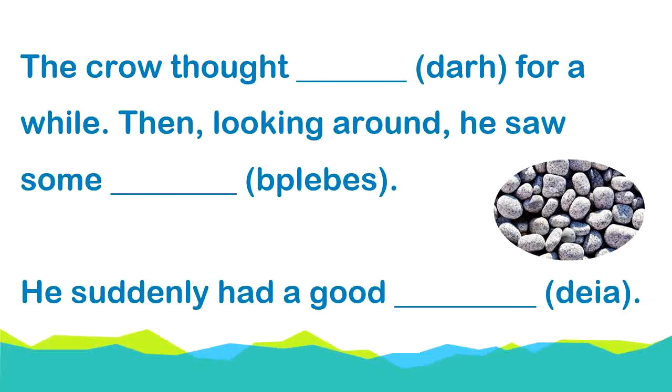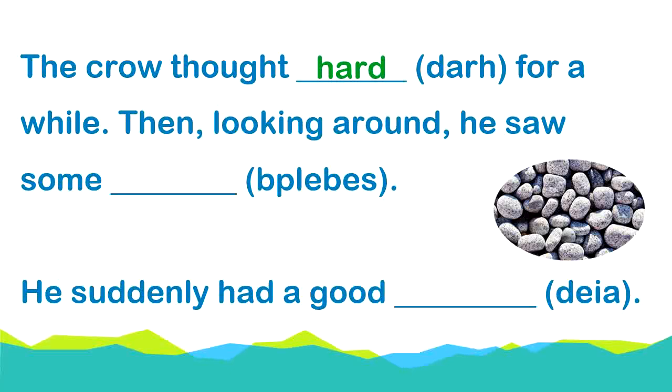The crow thought, dash for a while. Then, looking around, he saw some dash. He suddenly had a good dash. So what do you think? What kind of thinking was the crow doing? Yes, he thought hard for a while. Can you spell hard for me? H-A-R-D. That is correct.